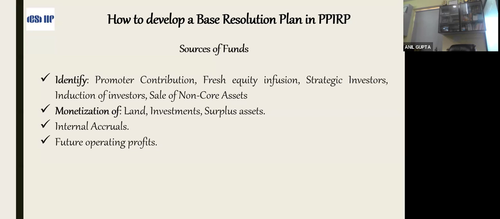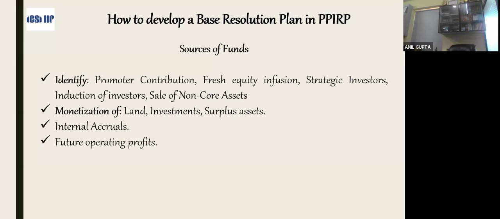Both CIRP and PPIRP have common features, but the only difference is the period: 120, 180 or 90 days, with extensions of 60 days. Or here is their resolution plan.